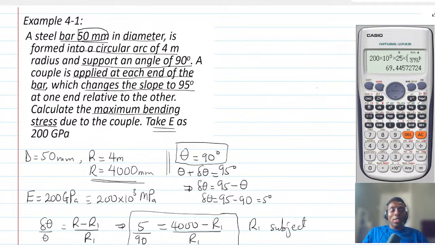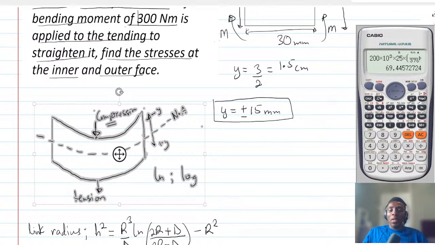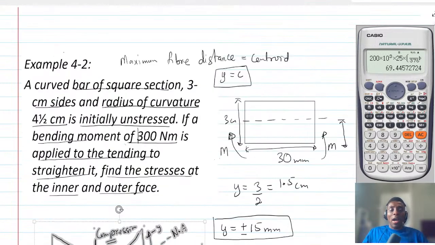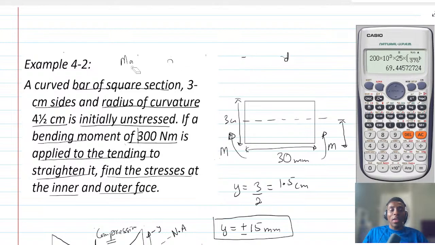All right, so let's look at the next problem. In this problem, I want to explain some concepts for you to understand, and then I'll give you what we call the link radius. I have already solved the question, but I would like to go through it again with you.